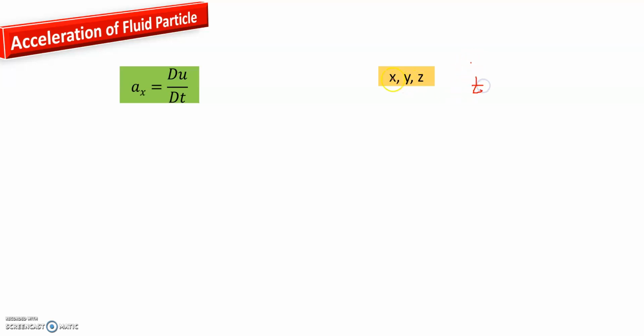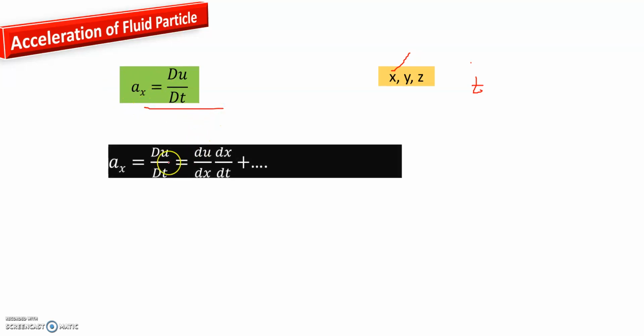So to show that this u is a function of x, I am rearranging this equation as du by dt equal to du by dx into dx by dt. So I can show that u depends upon x and still the equation is itself du by dt.